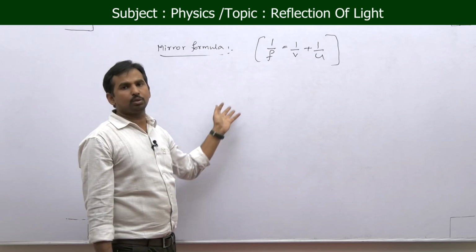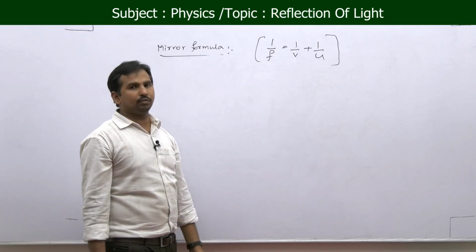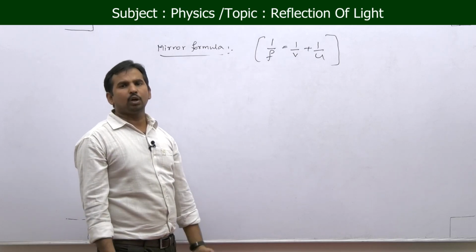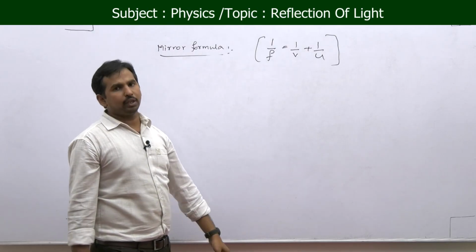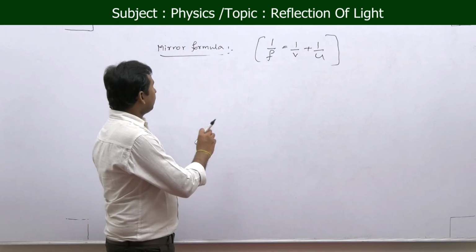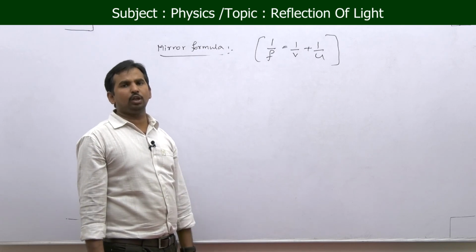Sometimes we are having a positive one, sometimes we are having negative. So, how to take these sign conventions? We have to follow some rules here. Okay, now we are seeing the rules for sign convention. Any mirror, whether it is convex or concave, mostly follows three important rules here.